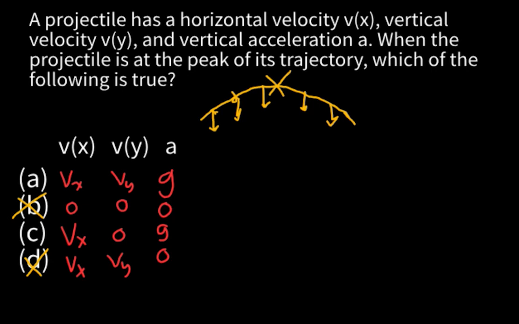Vertically, however, we're launching it with some velocity v sub y, and that is slowing down because gravity is acting in the opposite direction to that initial vertical velocity. So by the time it reaches the peak, it has 0 vertical velocity, after which point it turns around and its speed increases on its way back down. If we're defining up to be positive, then vertical velocity would become negative. Anyway, that makes choice C the correct answer.